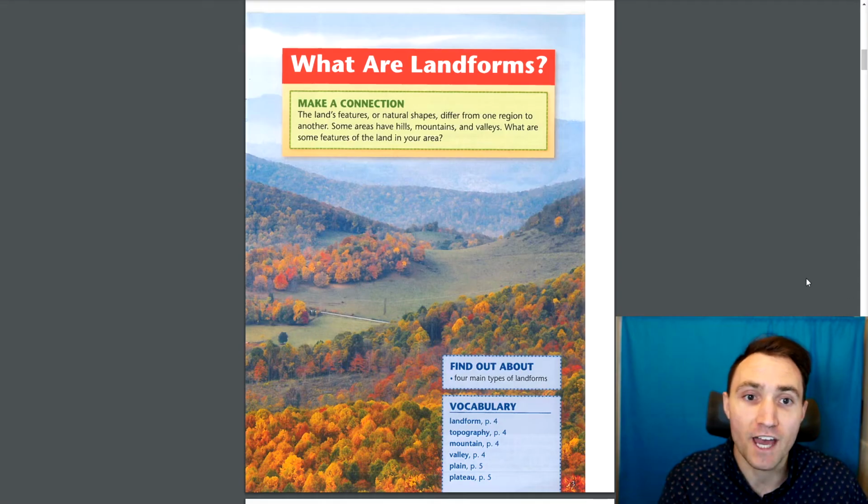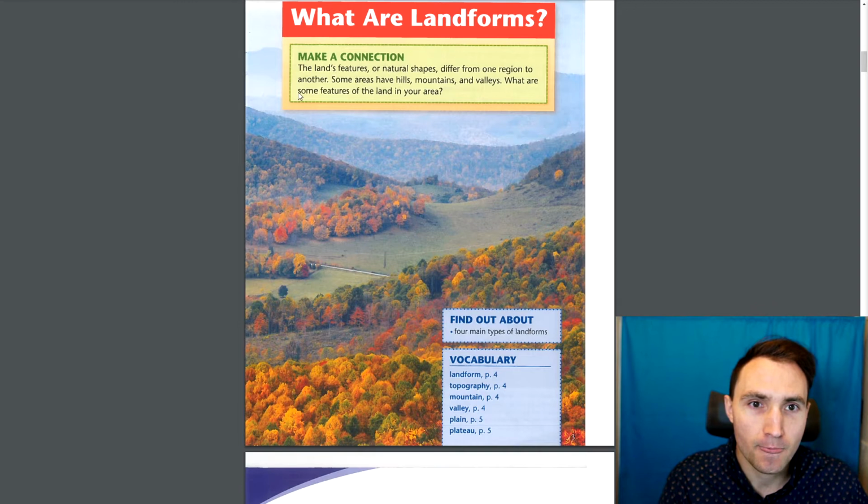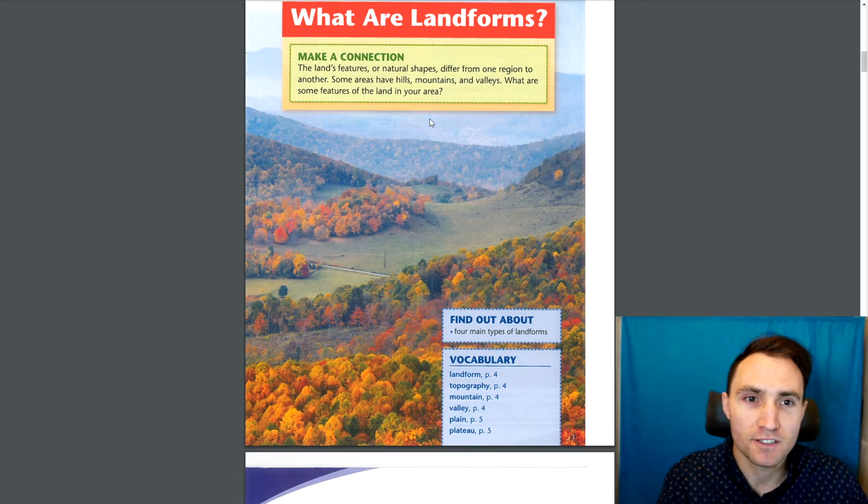So let's open our books and dive into our first section. And our first section is: what are landforms? We're going to be covering pages 2 through 11 today. And so let's get started. So let's make a connection. The land's features or natural shapes differ from one region to another. Some areas have hills, mountains, and valleys. What are some features of the land in your area?